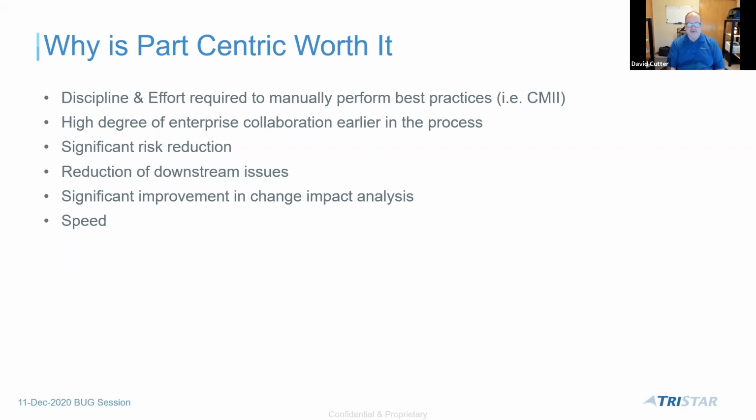You have a high degree of enterprise collaboration earlier in the process. What we mean by that is, traditionally, your downstream organization was waiting for a drawing. Then once they saw the drawing, they could come back to engineering with any input or adjustments. And then engineering would go back and, if they agreed to the adjustments, they would have to re-release those documents, the drawings, so that manufacturing understood what they were getting and could produce the product.